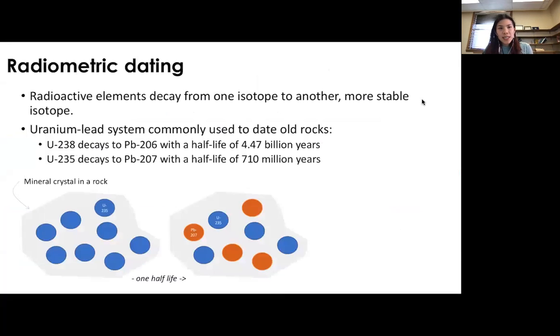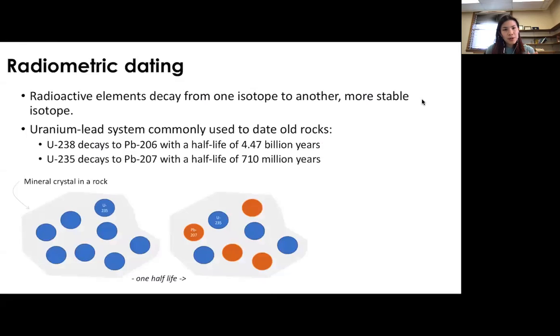Radiometric dating you may be familiar with in terms of radiocarbon dating, for example. And it essentially takes advantage of the half-life decay of isotopes. So you know that isotopes like uranium-238 will decay into a new isotope, lead-206, over a period of 4.47 billion years. So over that 4.47 billion years, half of the uranium-238 will become lead-206.